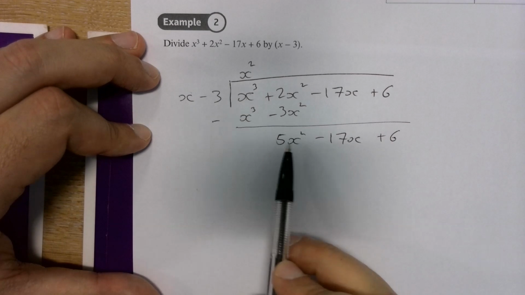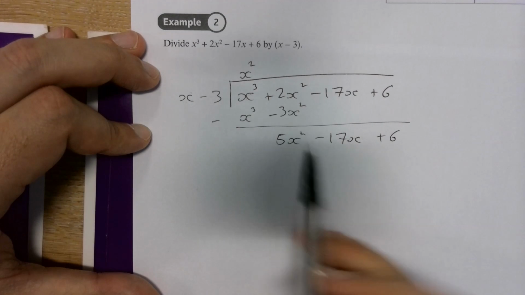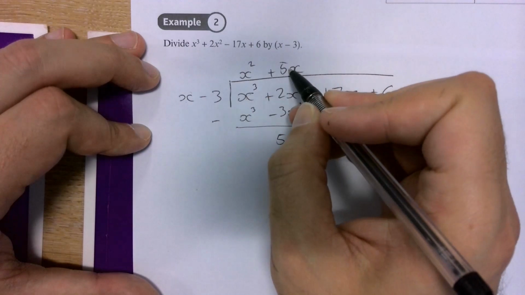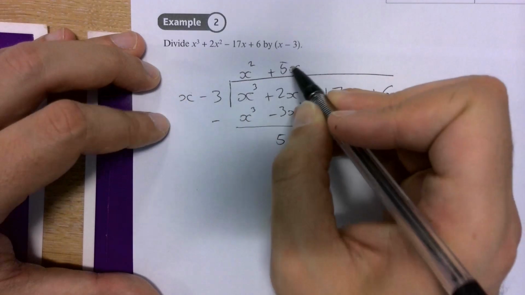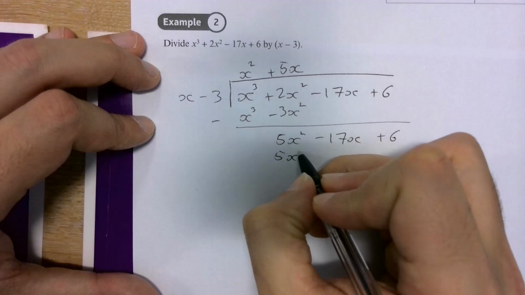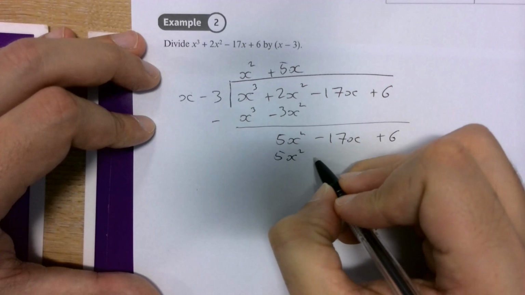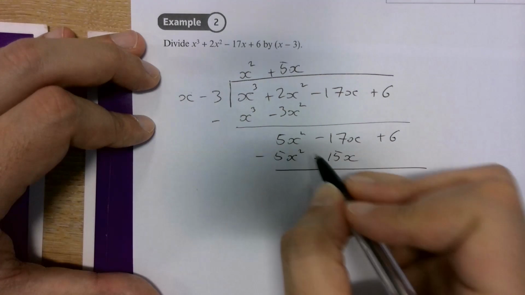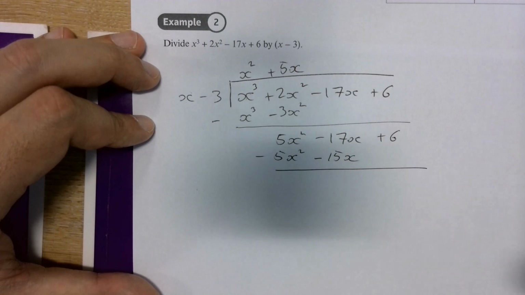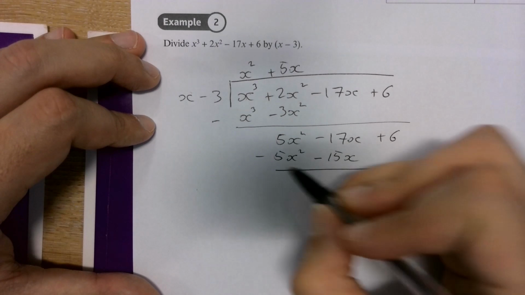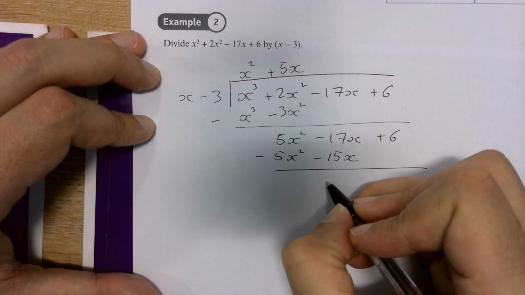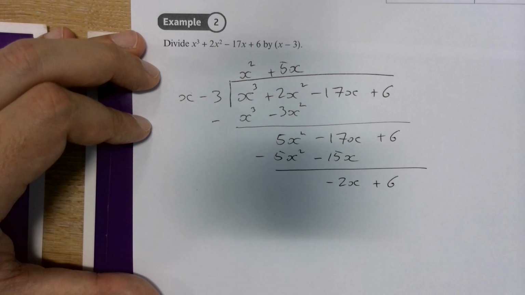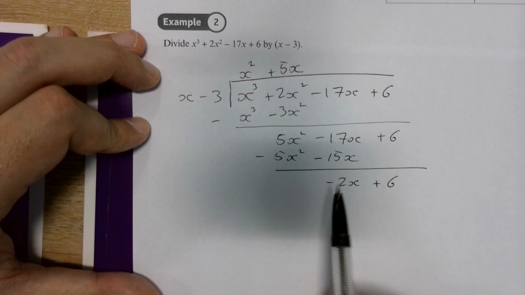This time x into this one. x into 5x squared will go 5x times. Got my answer up there, so now I'm going to multiply that by both of these. 5x times x is 5x squared. 5x times minus 3 is minus 15x. And then I subtract. 5x squared minus 5x squared disappears. Minus 17x minus 15x will give me minus 2x, and there was nothing underneath the 6, so that just carries down like that. And then start the process again.